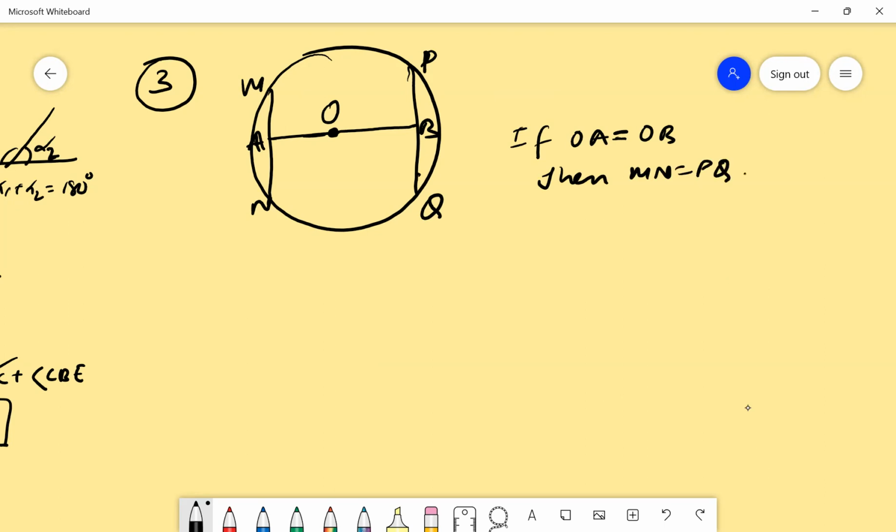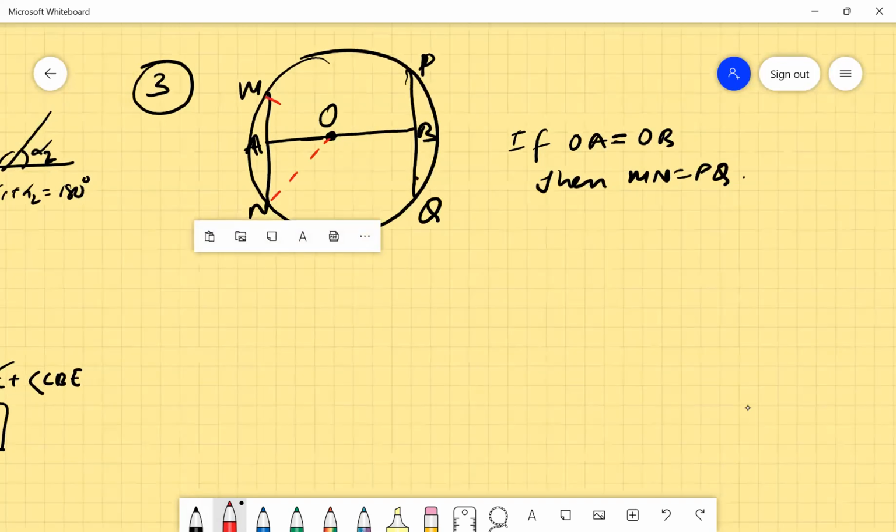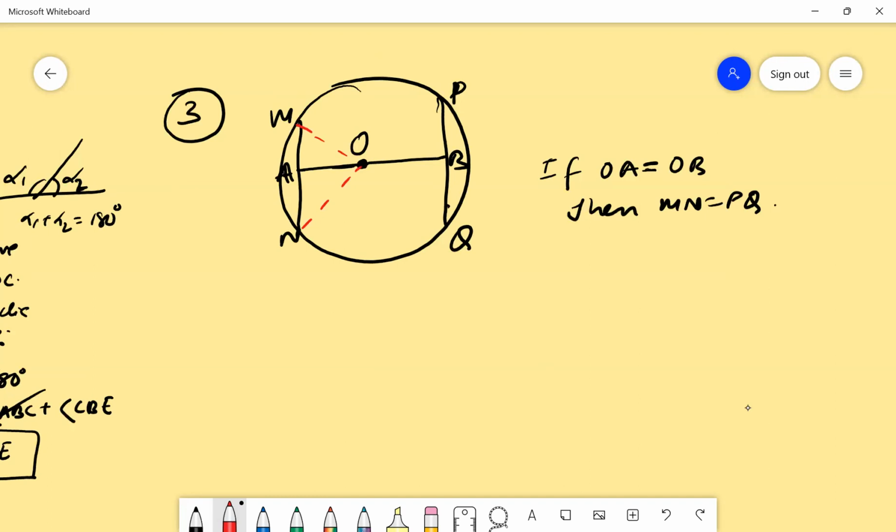And these are self-explanatory. You can easily understand these things, like these two are radius. Let me draw with dotted lines. Again, these two are also the same radius. So if OA equal to OB, we can easily find out with Pythagoras that MN is equal to PQ, because these two lengths are equal, these two lengths are equal. So using Pythagoras, you can easily find. No need to explain it.